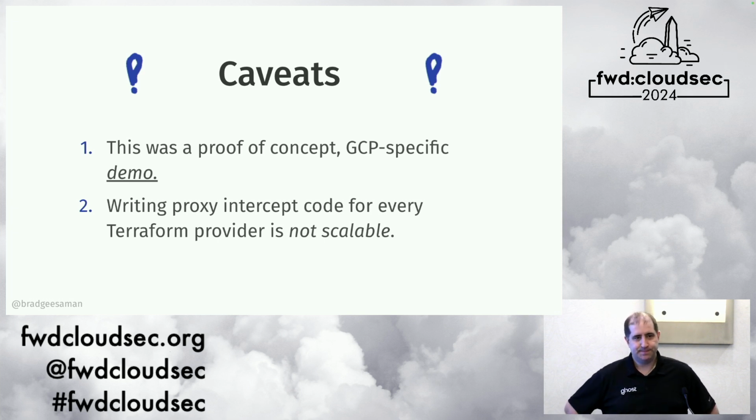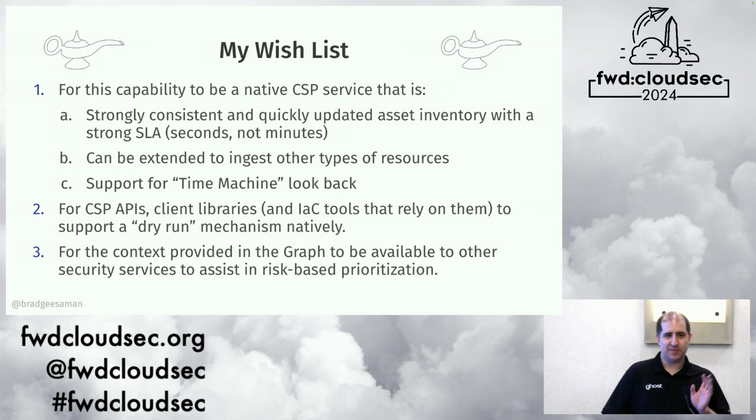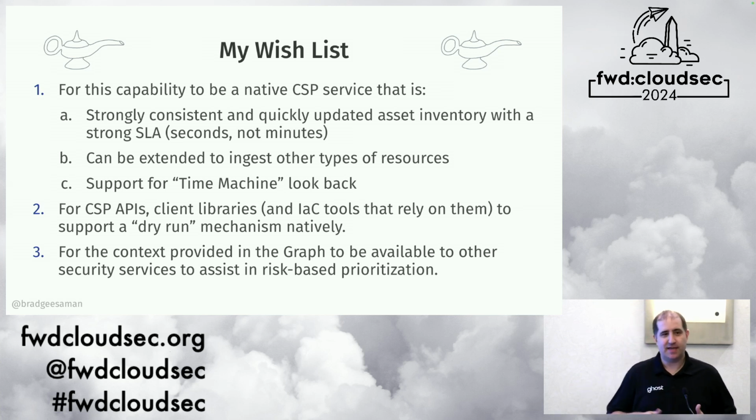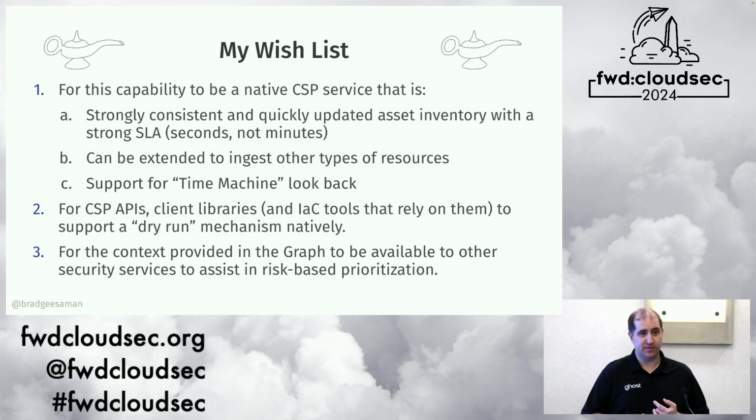Again, this is a demo, and I will stress, if you look at that source code, just be prepared. The proxy intercept code that I wrote is extremely brittle and not scalable. So here's my wish list, and this is my last slide. I want this asset inventory to be a first-class citizen. I want CSPs to build this functionality. I don't want to run or manage this.